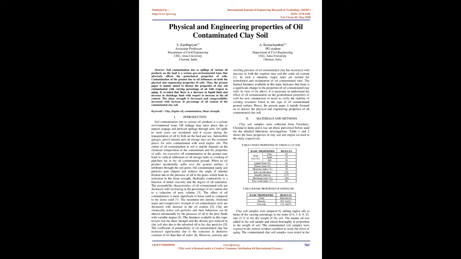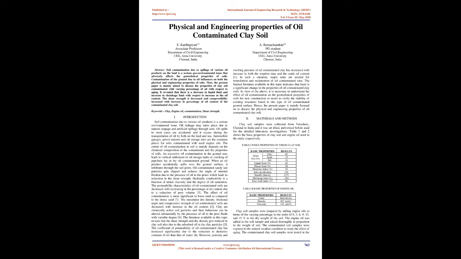Thus, the present paper is mainly aimed to discuss the properties of clay soil contaminated with varying percentages of oil with respect to aging. It revealed that there is a decrease in liquid limit and an increase in shrinkage limit with an increase in the oil content. The shear strength is decreased and compressibility increased with an increase in the percentage of oil content of the contaminated clay soil. Keywords: clay, engine oil, contamination, shear strength.